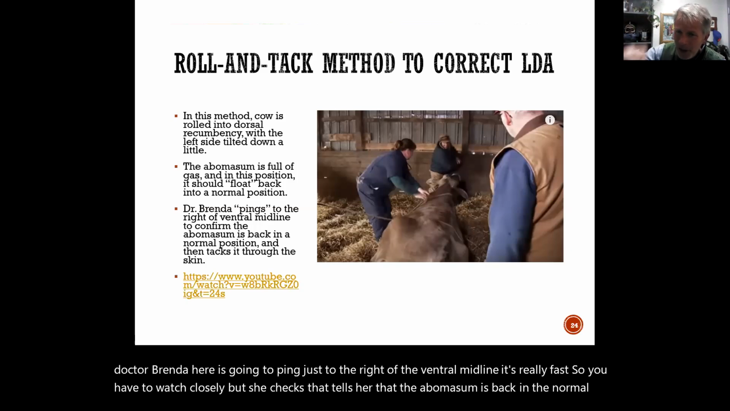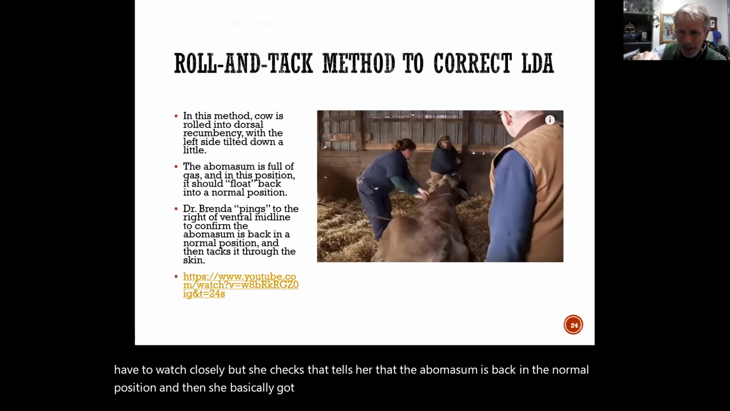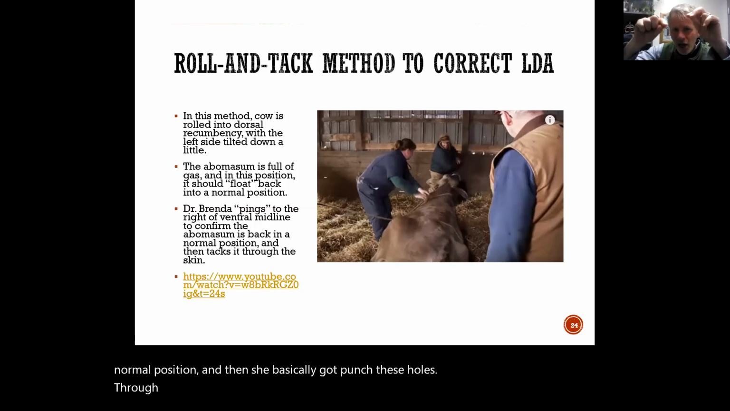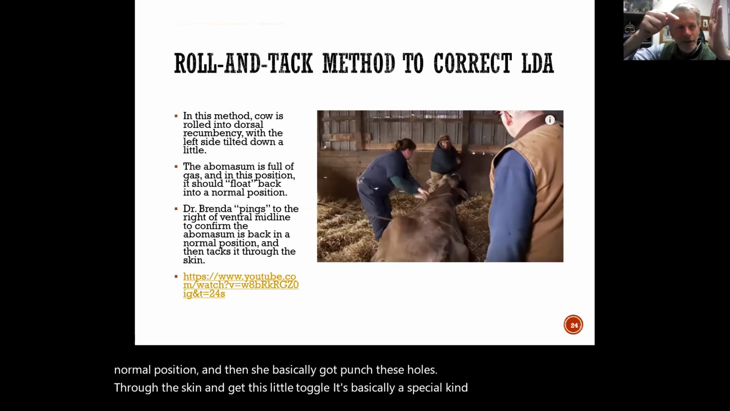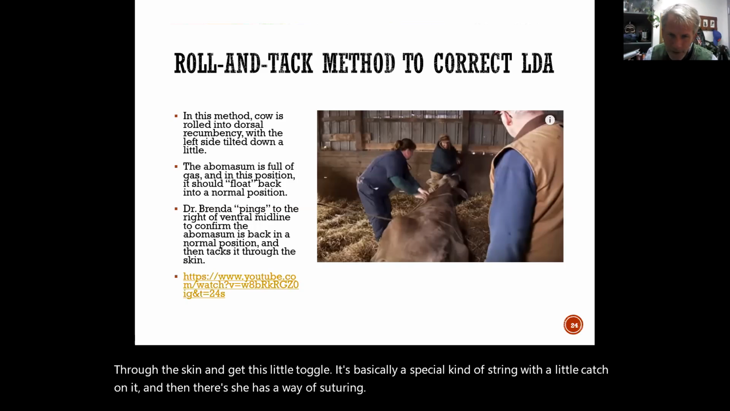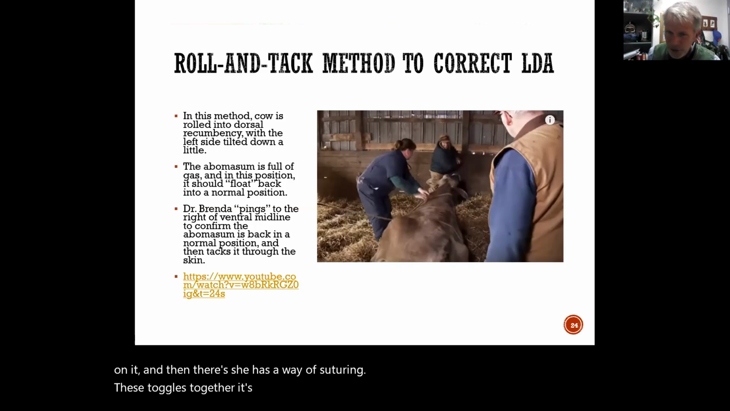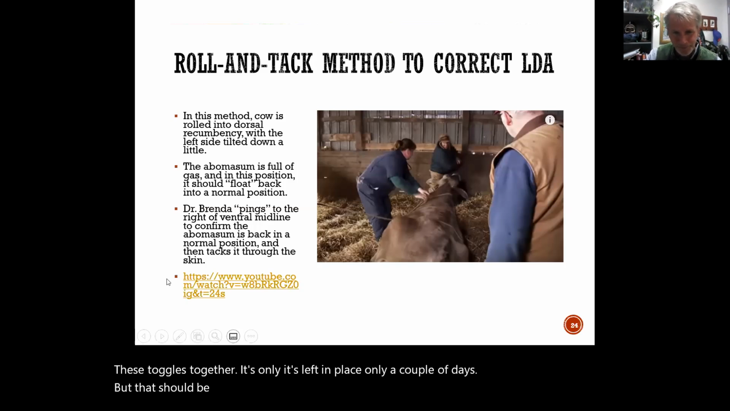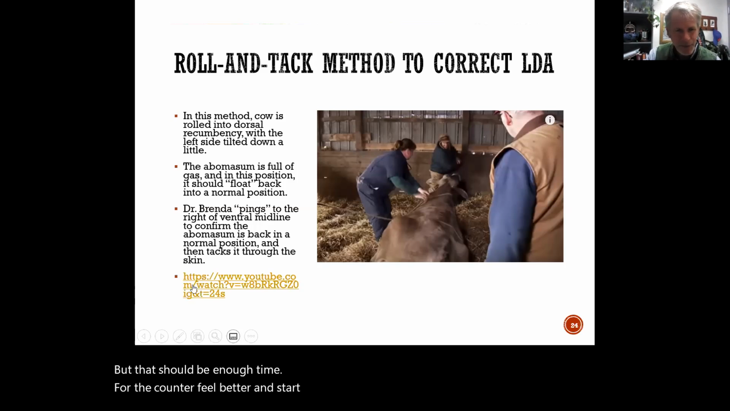And then she basically is going to punch these holes through the skin and get this little toggle. It's basically a special kind of string with a little catch on it. And then she has a way of suturing these toggles together. It's left in place only a couple of days, but that should be enough time for the cow to feel better and start eating and not displace again.